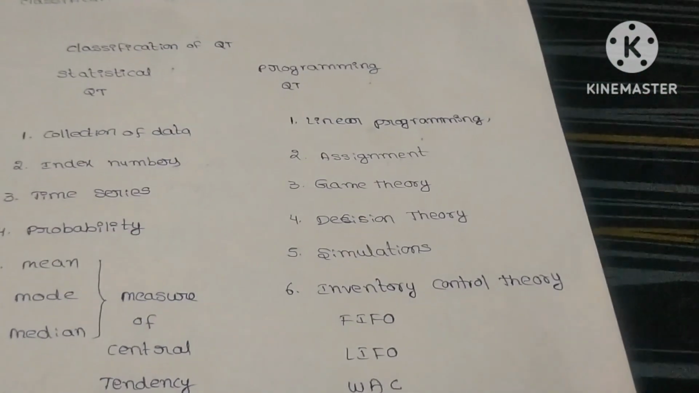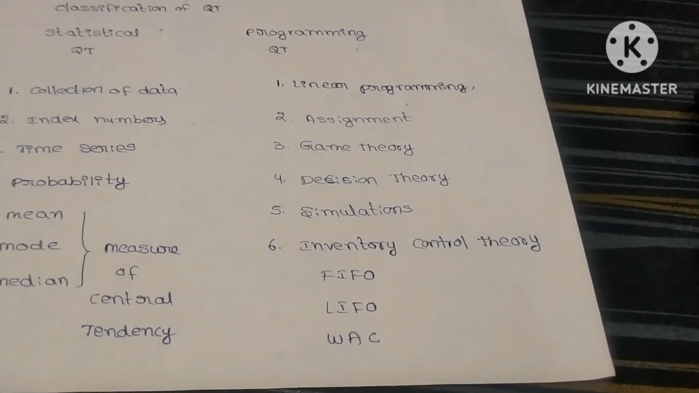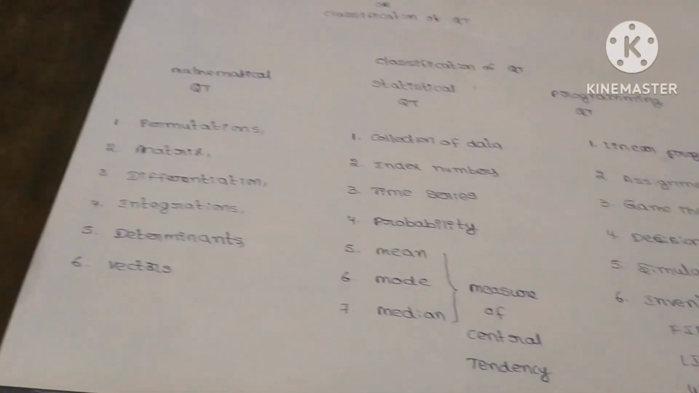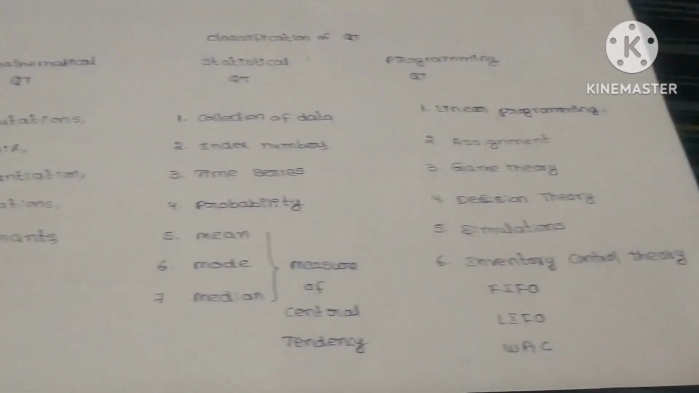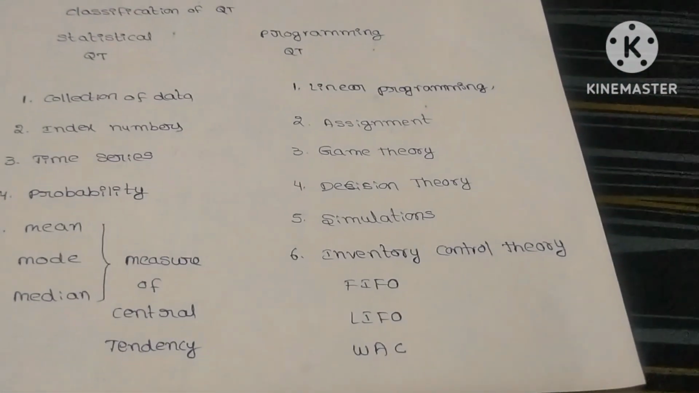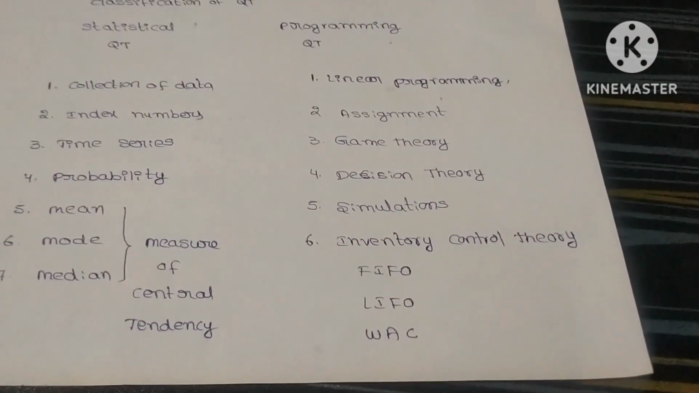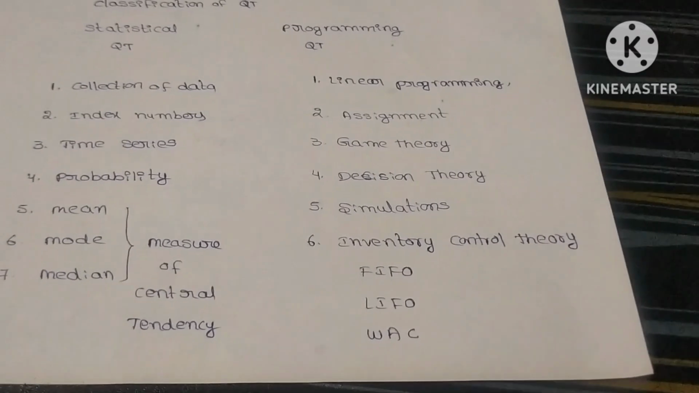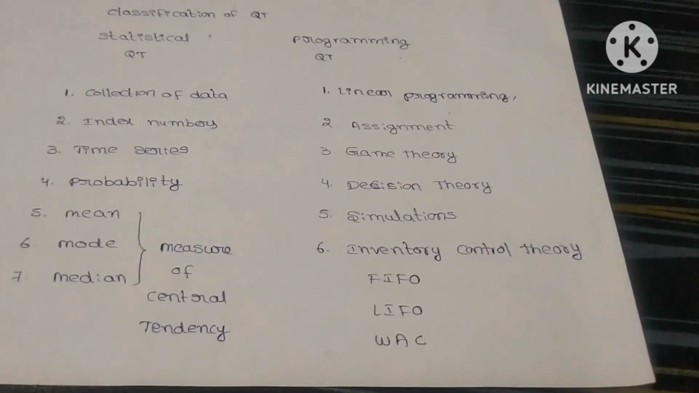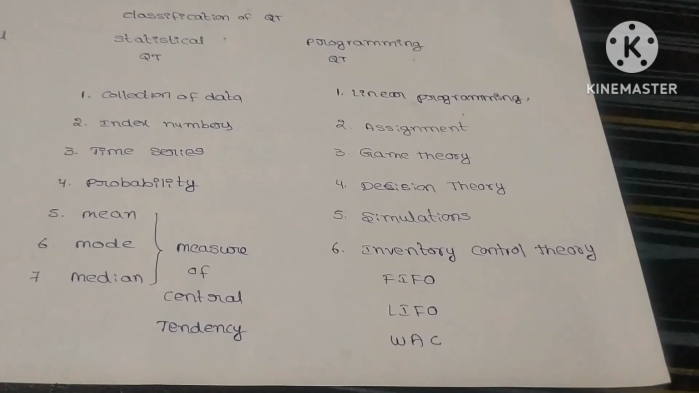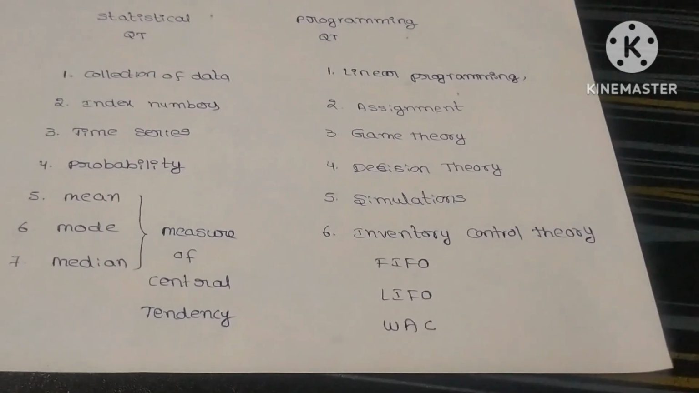So coming to programming QT. Here programming QT is completely separate. It is neither mathematics nor statistical. It's separate from mathematics as well as statistics. If you look at the programming quantitative techniques, the first one is linear programming, second one assignments, third game theory, fourth decision theory, fifth simulations, and sixth one inventory control theory.